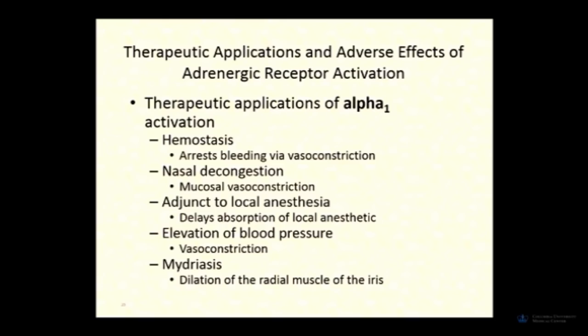So, therapeutic applications and adverse effects of adrenergic receptor activation. When we stimulate alpha 1 receptors, some of the therapeutic effects that we get include enhancement of hemostasis. So we get vasoconstriction of blood vessels that helps stop bleeding. So we help reduce bleeding by stimulating alpha 1 receptors. Nasal decongestion. Phenylephrine is something that you see in nasal decongestants, right? Because it causes constriction of vessels in the nose and reduces mucosal production.